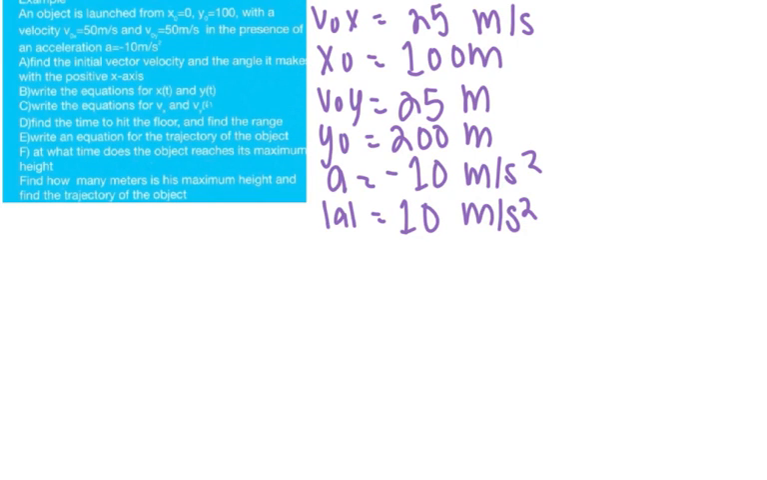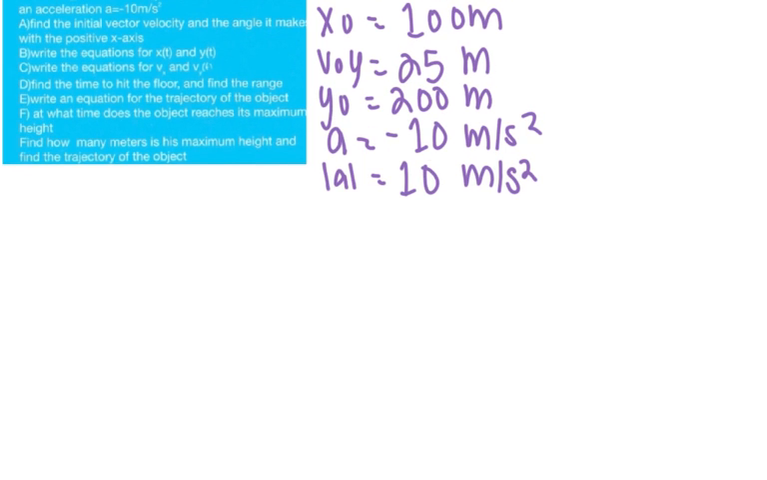Okay, here we have question 12, and it is asking: an object is launched from x0 equals 0, y0 equals 100, with a velocity of v0x equals 50 meters per second and v0y equals 15 meters per second in the presence of an acceleration of negative 10 meters per second squared. So let's start with A. A says, find the initial vector velocity and the angle it makes with the positive x-axis.